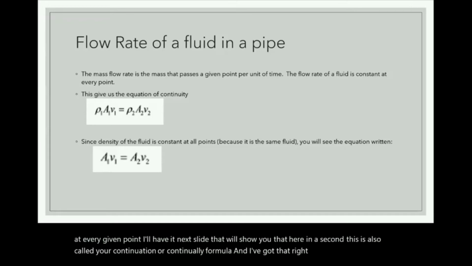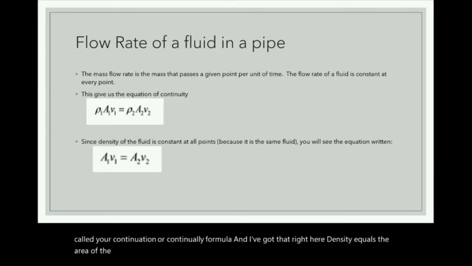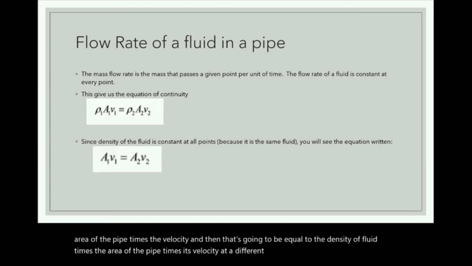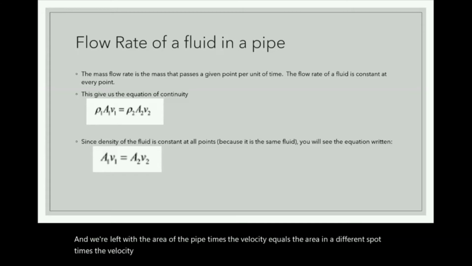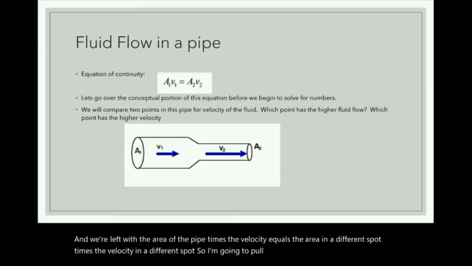Density times the area of the pipe times the velocity is equal to the density of the fluid times the area of the pipe times its velocity at a different point. Since density is the same everywhere, we can essentially take density out, and we're left with the area of the pipe times the velocity equals the area in a different spot times the velocity in a different spot. So I'm going to pull up the next picture so you can actually see it.